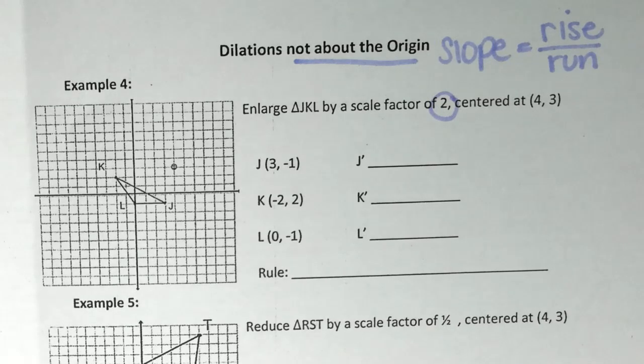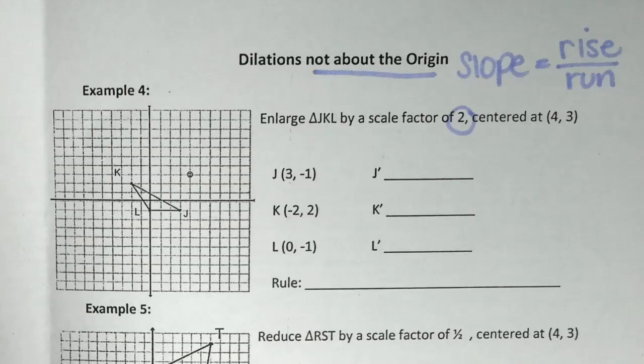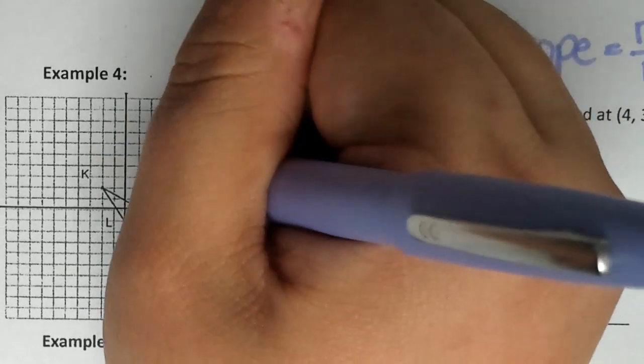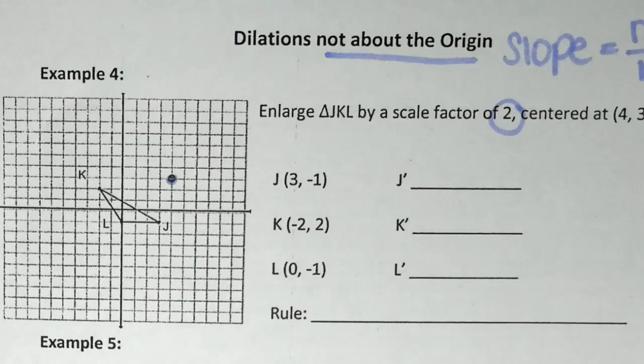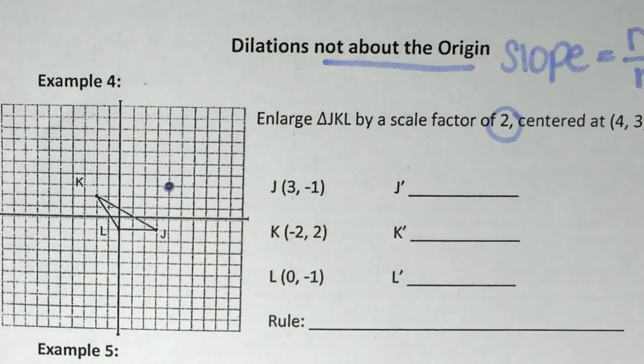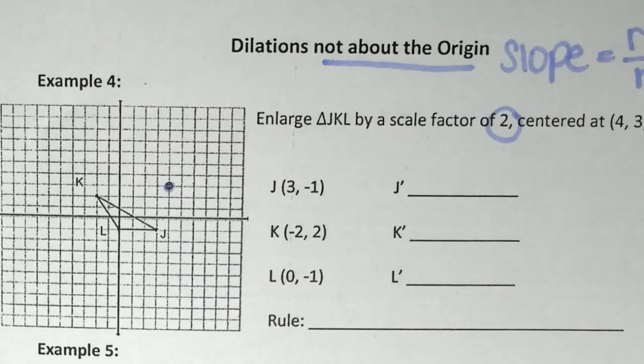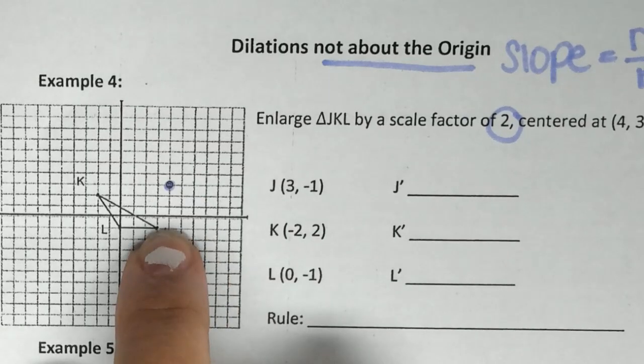Can I have everybody look up at me, put your pencils down. Look up, pencils down. I already actually gave you this point. Look up. You are going to need to find the slope from this point to J. So look at your papers. How do you get from this point to J?